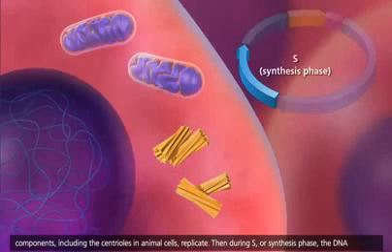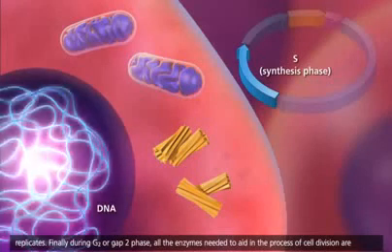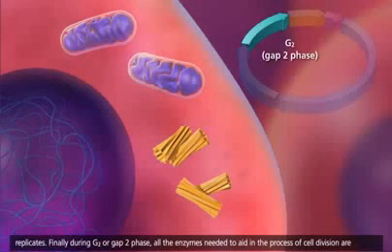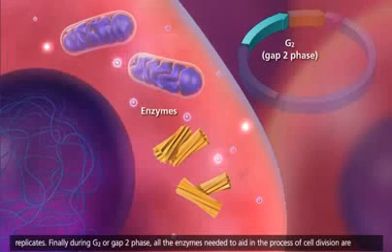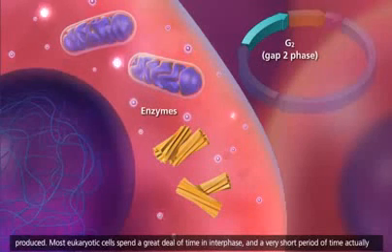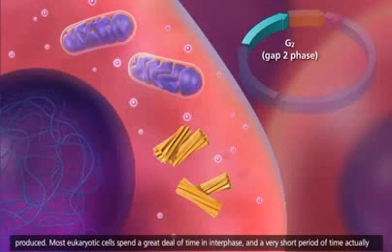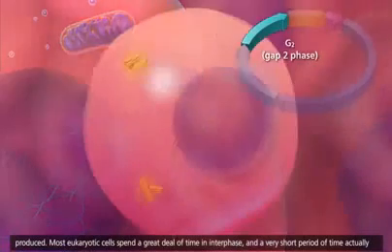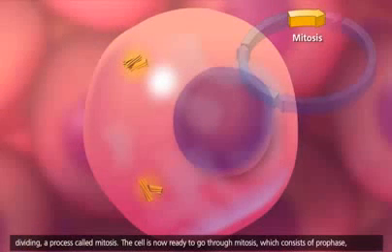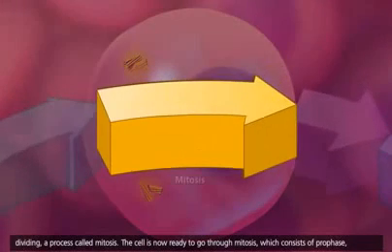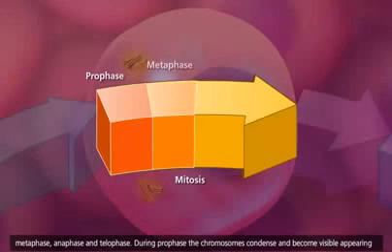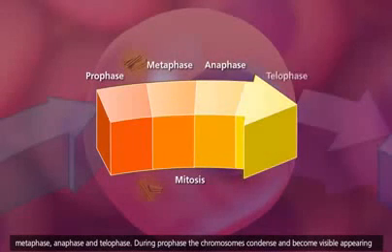Then during S or synthesis phase, the DNA replicates. Finally, during G2 or gap2 phase, all the enzymes needed to aid in the process of cell division are produced. Most eukaryotic cells spend a great deal of time in interphase, and a very short period of time actually dividing, a process called mitosis.